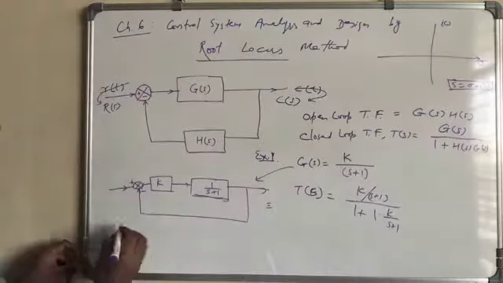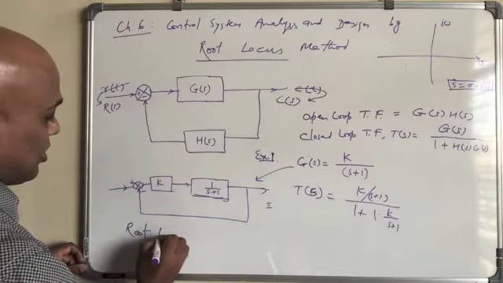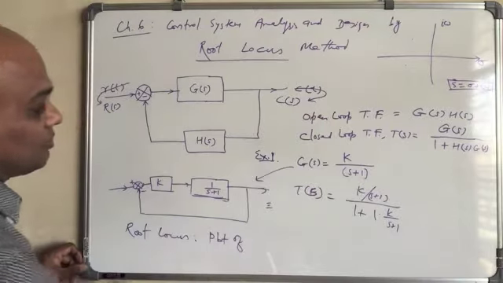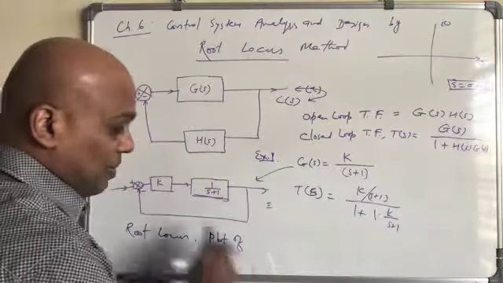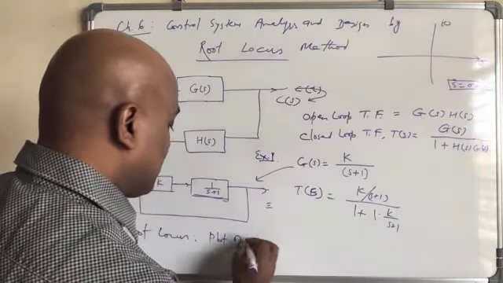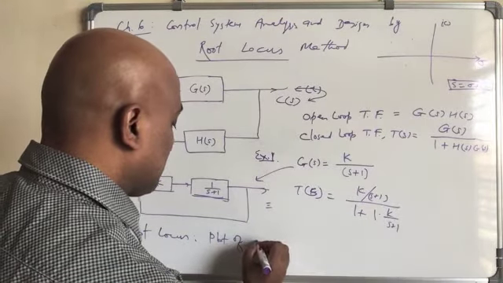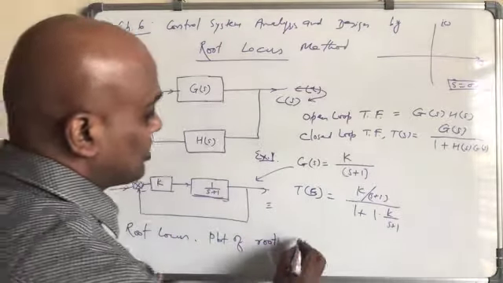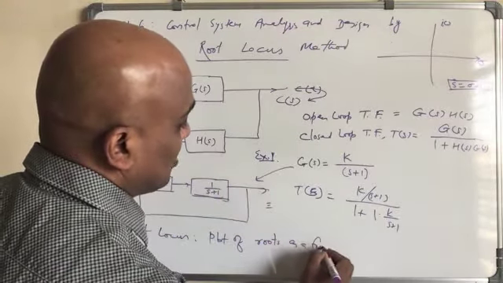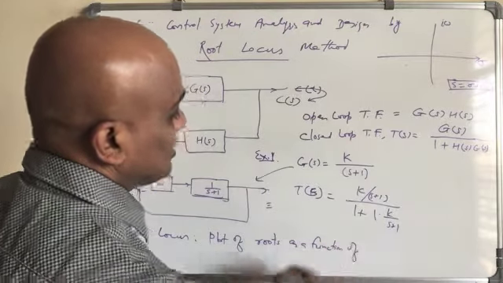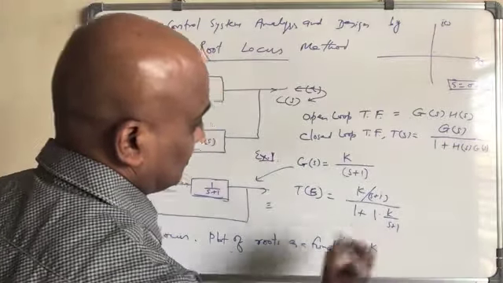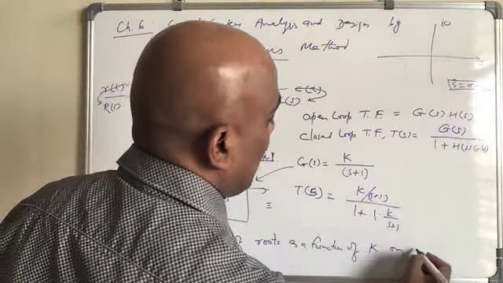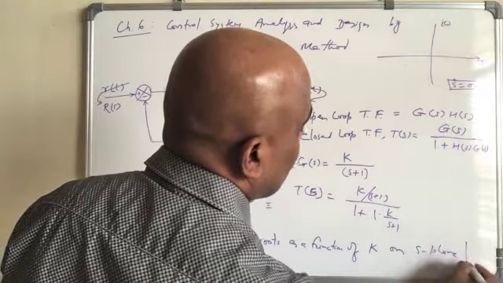So root locus is nothing but, root locus, what is that? Root locus is a plot of the roots as a function of K on the S plane itself, on the S plane.